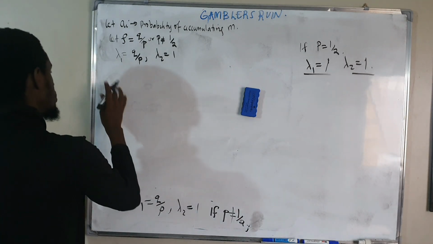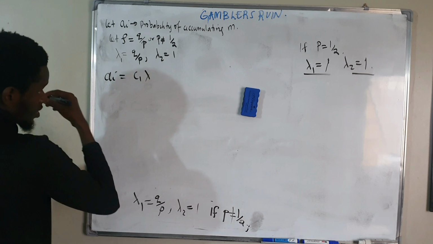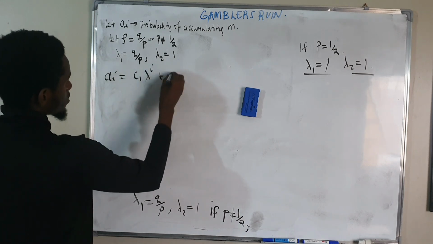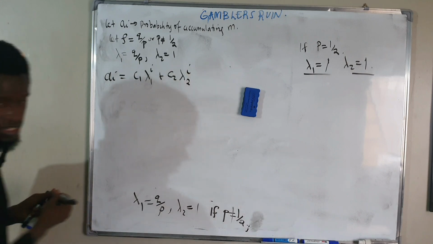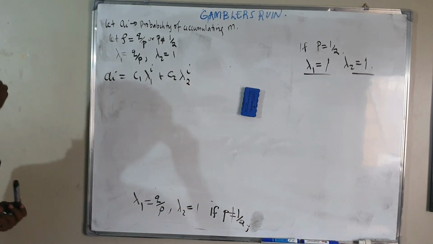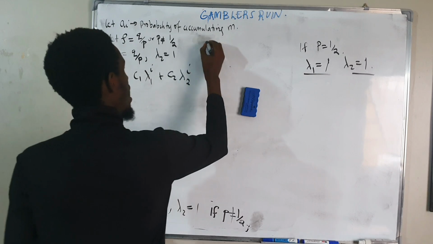Therefore, our general solution, A_i, is going to be the same as having C1 lambda 1^i plus C2 lambda 2^i, just like that. Now, we know that our initial conditions are going to be like A naught.